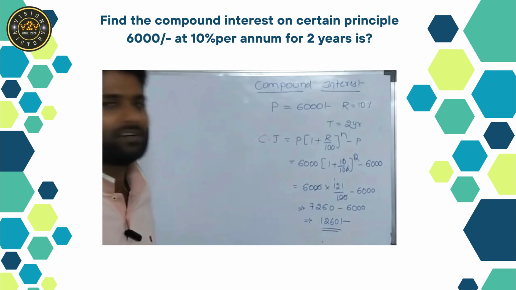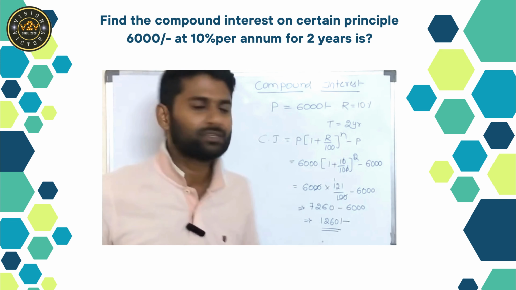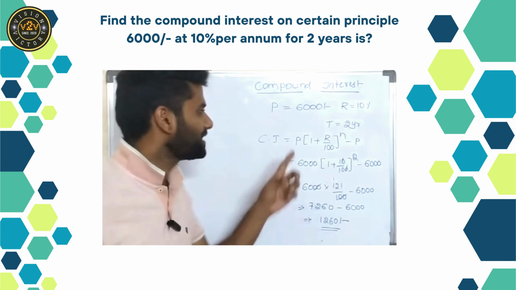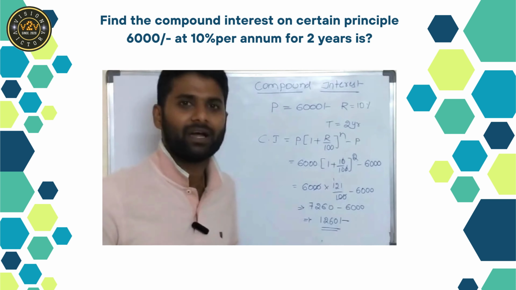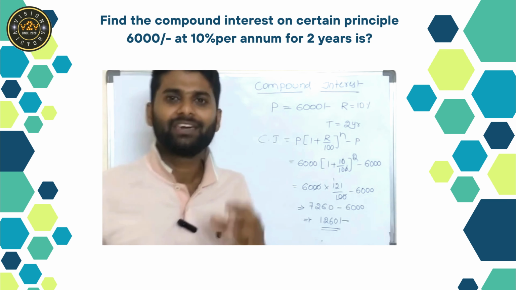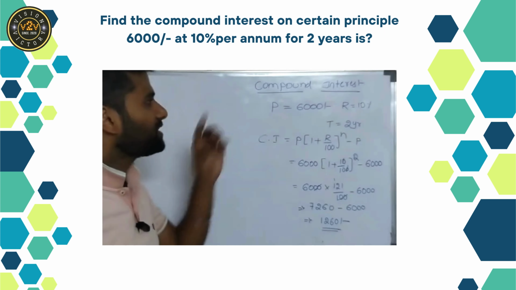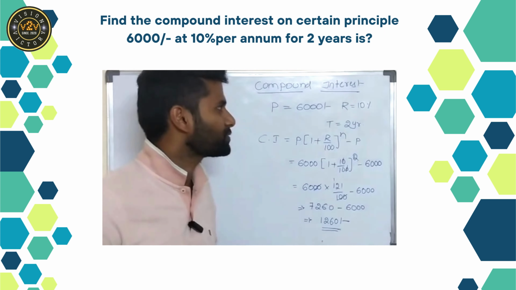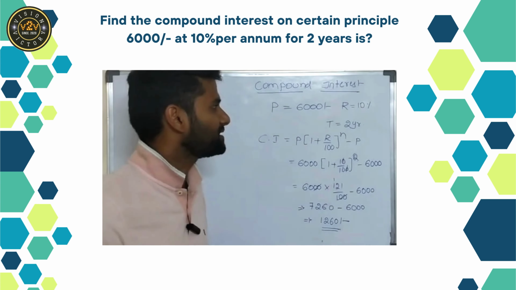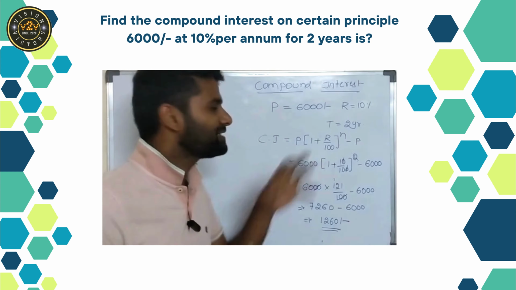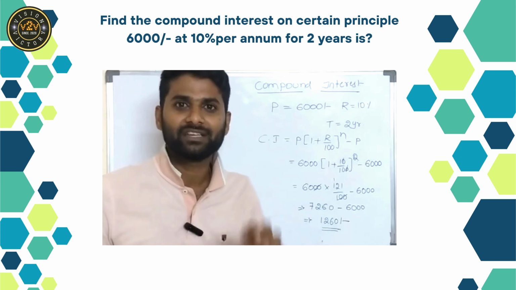So here, method 1 is based on the formula. And you know that the formula for finding compound interest is P into (1 plus R by 100) whole power n, minus P. Here P represents principal and n represents time period. Now here is the question: if the principal is 6,000 rupees, the rate of interest is 10%, and the duration is 2 years, at the end of 2 years, how much interest will it give?